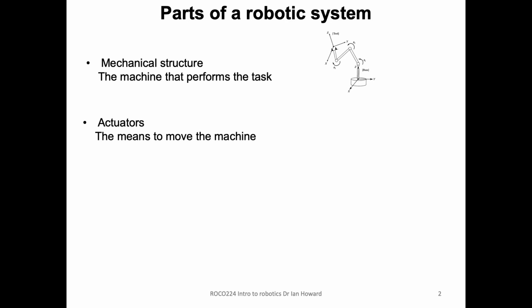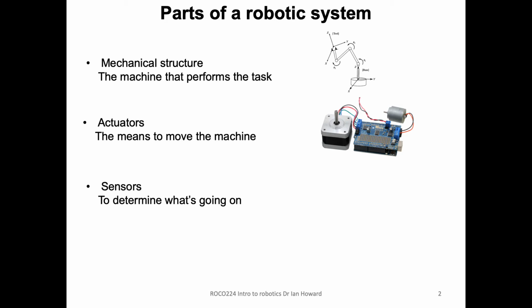Now, the arm on its own would be of no use unless it was actually driven somehow, and that's what actuators are for. We need some kind of means of generating torques at joints, and this could be done, in this case, with a stepper motor. It could also be done with DC motors. But there's also other technologies as well, and in larger robots you might even get hydraulic drive, and in other applications you might get pneumatic drive. So you're using fluid power in order to get these things to move around.